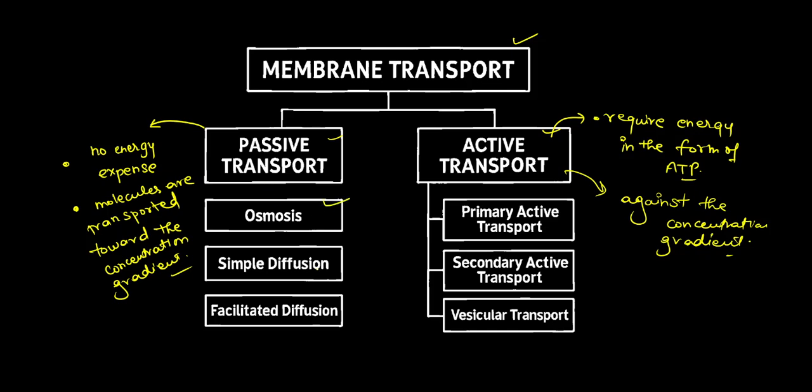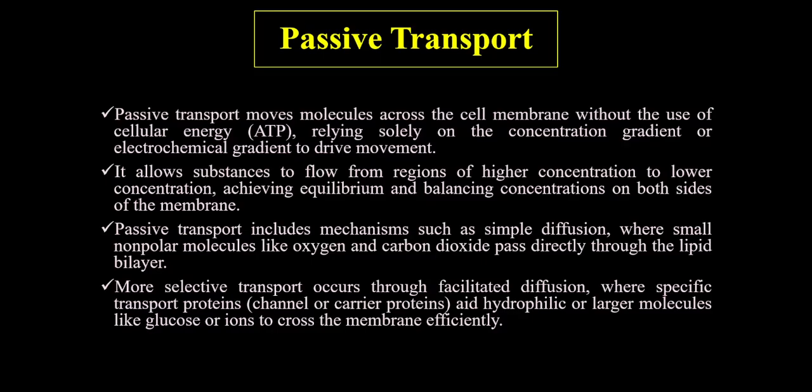Passive transport includes osmosis, simple diffusion, and facilitated diffusion. In active transport, we have primary active transport, secondary active transport, and vesicular transport. Let's discuss one by one. First, the passive transport. As we have already discussed, passive transport moves the molecules across the cell membrane without the use of cellular energy in the form of ATP.